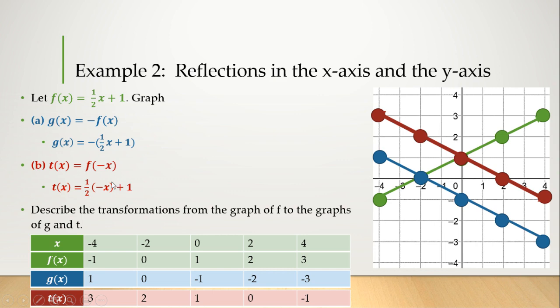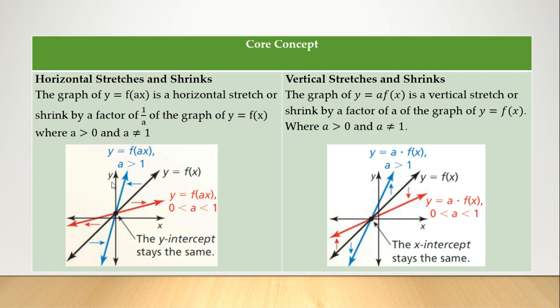Paying attention to where the negative is makes a big difference. Okay, horizontal stretches and shrinks, vertical stretches and shrinks. Now, the thing to understand is these are both going to seem very similar. And that's because they are. A horizontal stretch could be a vertical shrink. And I'll show you what I mean.